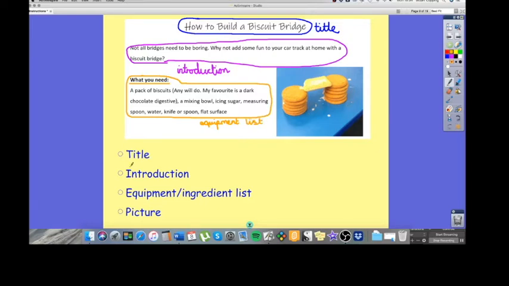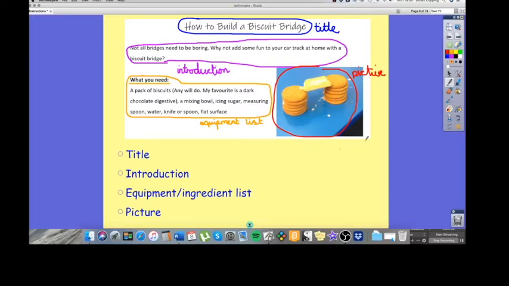list. Okay, so I've done the title, I've done the introduction, I've done the equipment list, I've just got a picture. Now, if you can't find a picture on there, I'd be a little bit worried. Okay, so the last bit is the picture, which is this bit here, and you're going to write picture there. So I want you to copy that now. So put a circle. You can use colours if you want, or you can just use a pencil. A circle for the title, 1 for the introduction, 1 for the equipment list, and 1 for the picture. So pause the video now and copy that. Go.